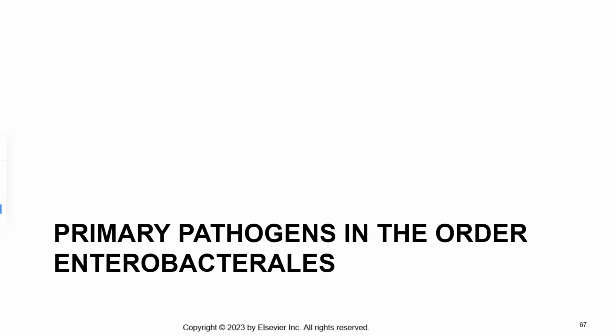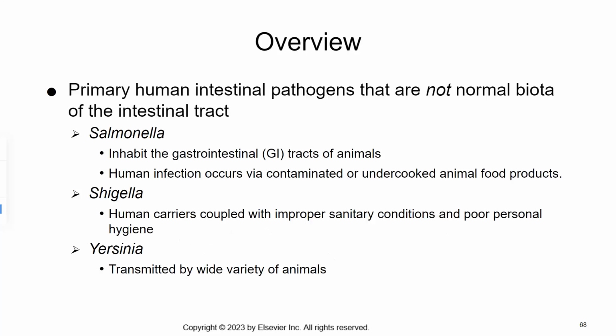So now we're going to talk about the primary pathogens: Salmonella, Shigella, and Yersinia. Salmonella inhabit the GI tracts of animals. Human infection occurs by contaminated or undercooked animal food products. Shigella: human carriers coupled with improper sanitary conditions or poor personal hygiene. And Yersinia is transmitted by a wide variety of animals.